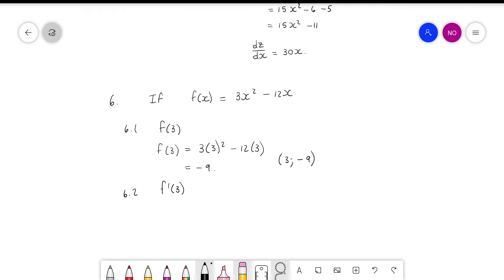So when you get something like that, let's get the first derivative.